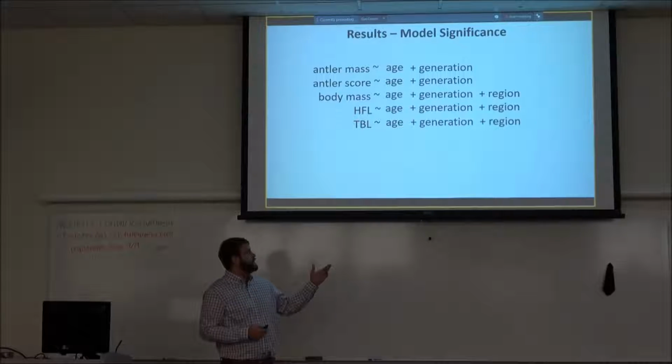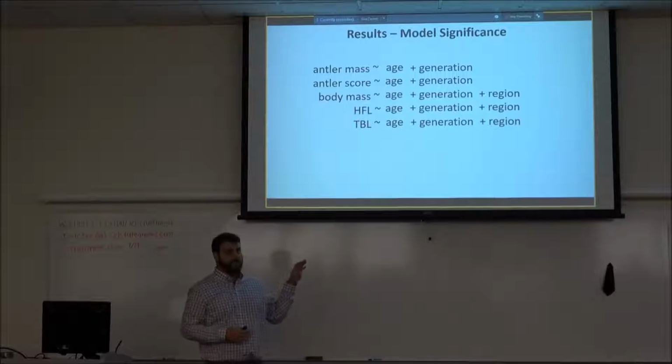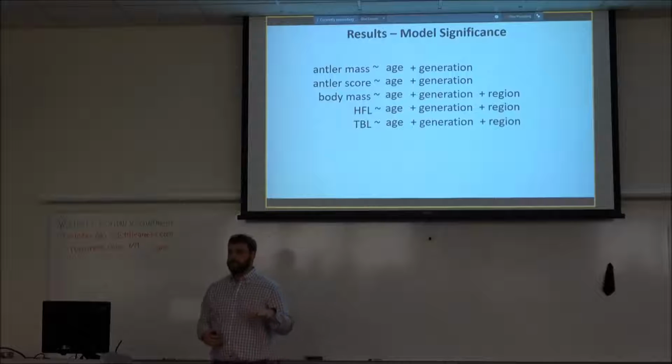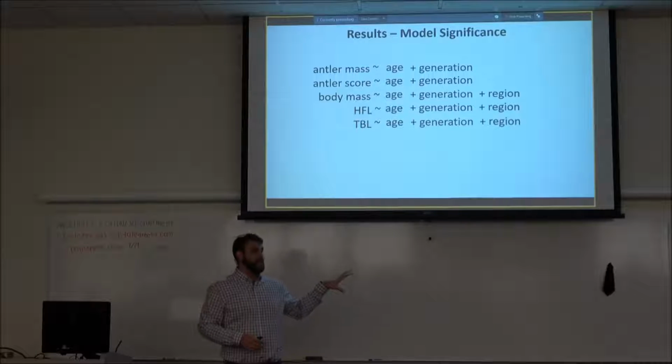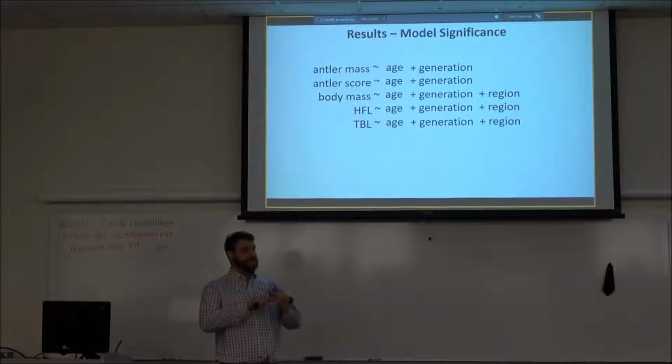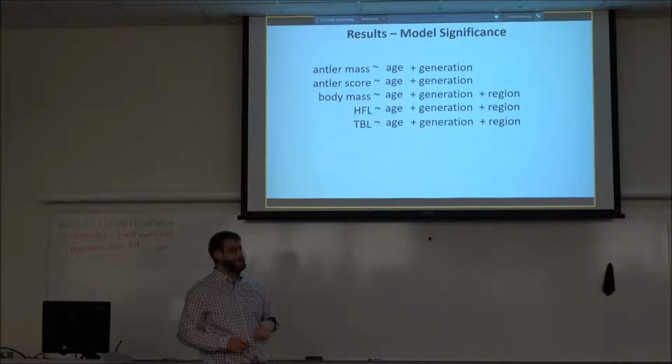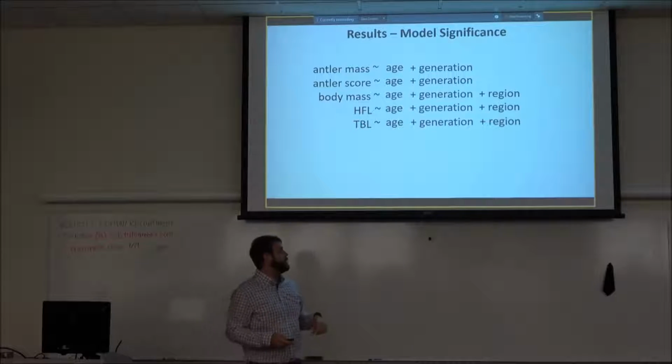However, region was only significant for the body morphometrics, so body mass, total body length, and hind foot length. So this is indicating that there's still regional variation from the three source populations, again, the Delta, Thin Loess, and LCP regions, even after we improve the nutritional environment.